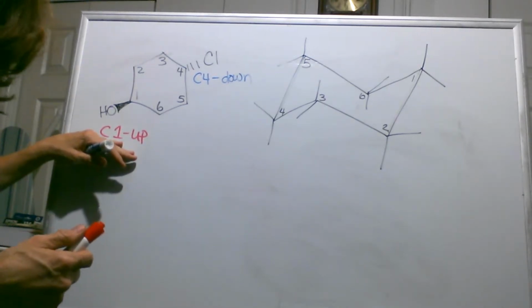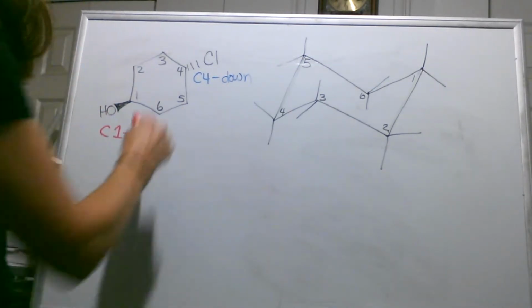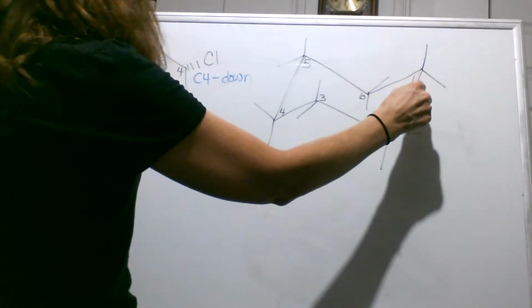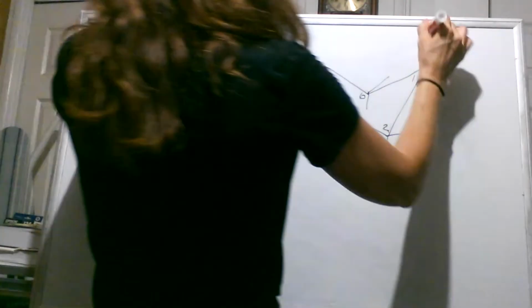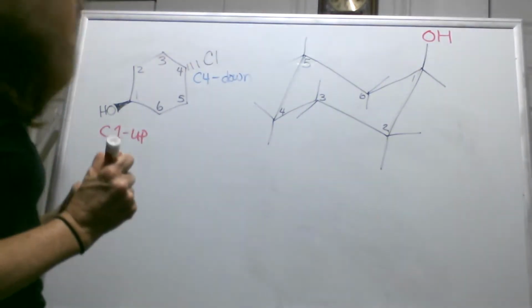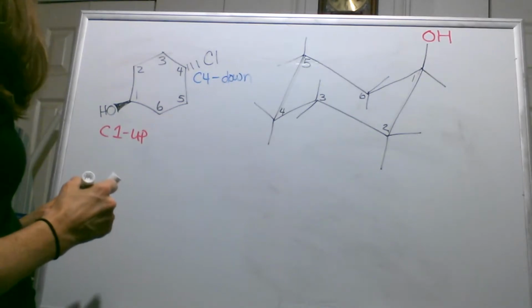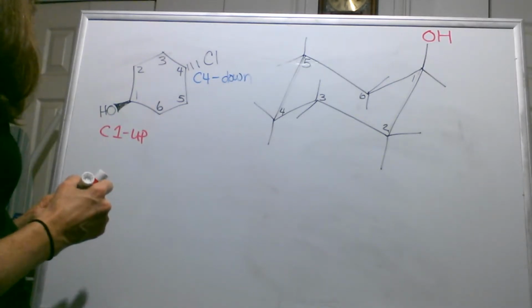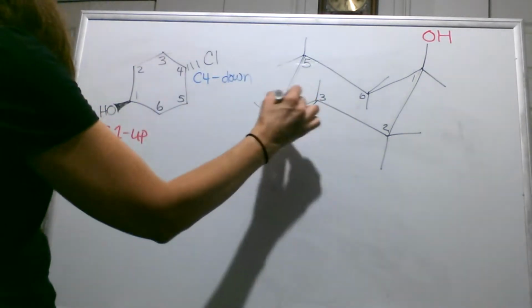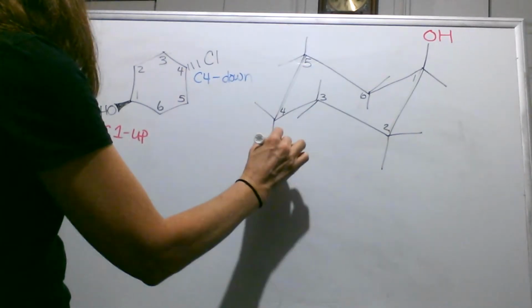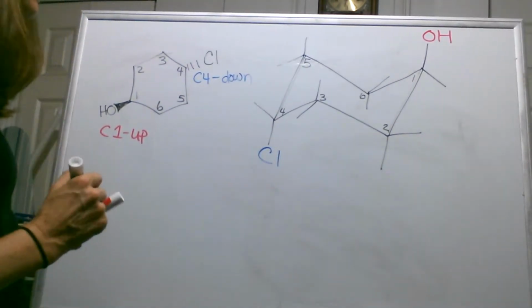So that's all we do. We just look for what we're supposed to do. We find carbon 1. We're going to put that OH group pointing up. That is all there is to it. The other substituent is a chlorine. So we locate carbon 4 and the down position. So there's carbon 4. The Cl is pointing down.